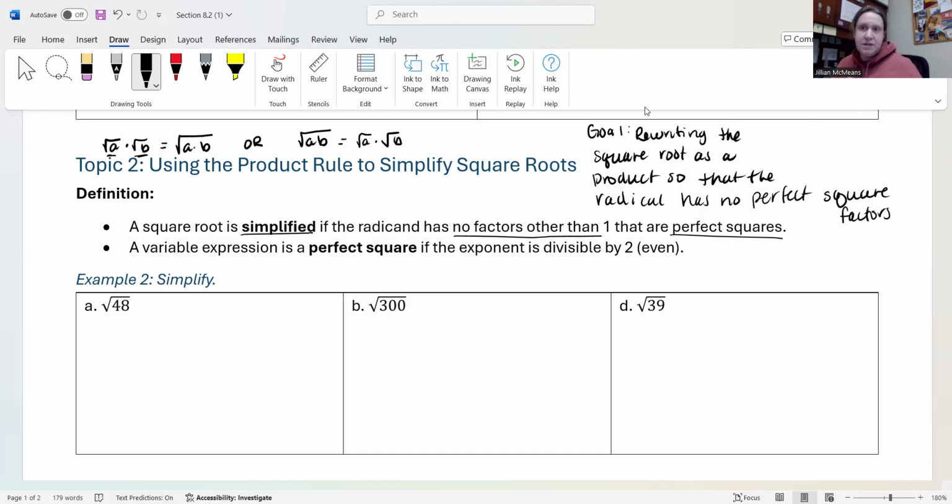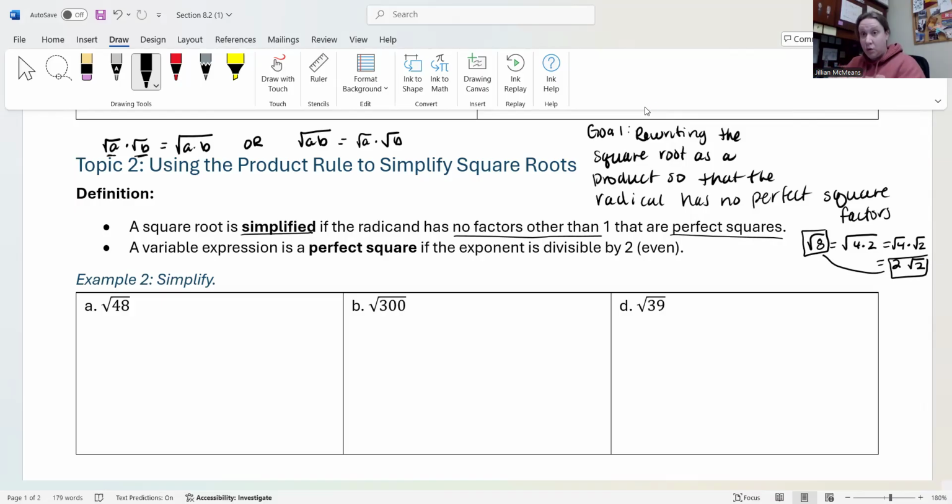Let's think of something just really simple before we dive into our examples. Let's say we have the square root of 8. Well, 8 is not a perfect square, and that's okay. It doesn't have to be a perfect square, but I know that 8 is really 4 times 2. Well, 4 is a perfect square, so 8 has a perfect square factor. So I could rewrite this as the square root of 4 times the square root of 2. Well, the square root of 4 is just plain old 2, and then we get 2 times the square root of 2.